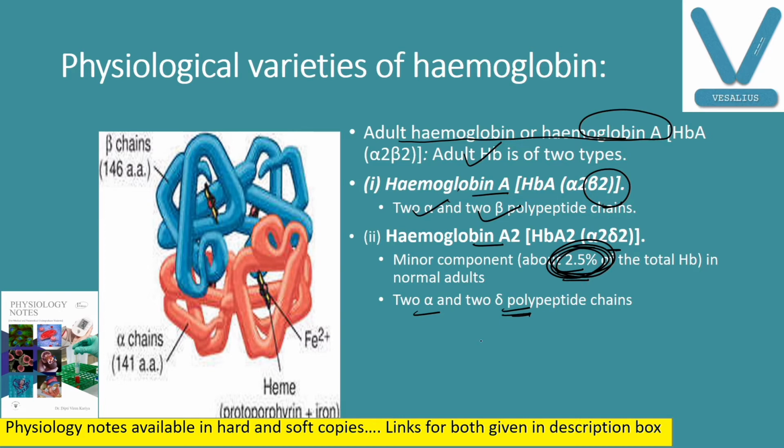Here you can see how this differs. Only the last 10 amino acids are different. As we have discussed, alpha chain has 141 amino acids, beta chain has 146, and from this 146 only 10 amino acid sequence is different in the beta chain, and it forms the delta chain, and that is HbA2.